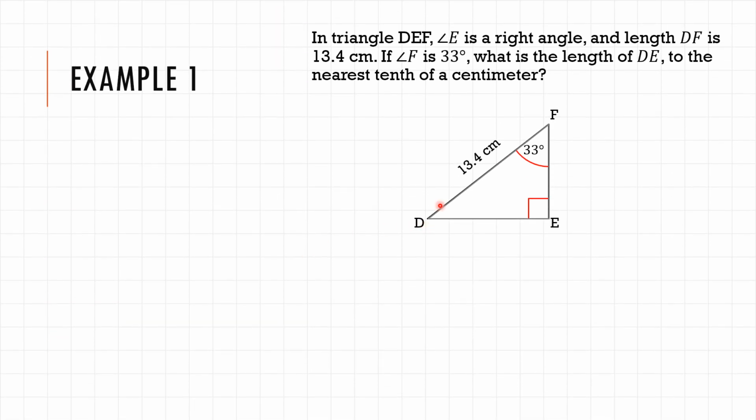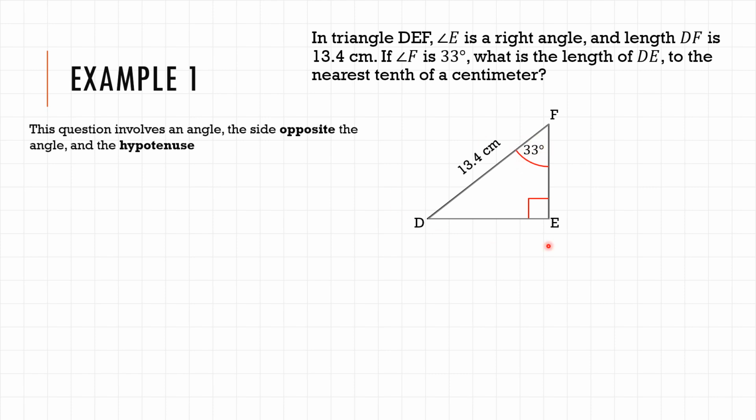In this example, we have triangle DEF. It's a right triangle clearly. And the length DF is 13.4 centimeters. And angle F is 33 degrees. What's the length of DE to the nearest tenth of a centimeter? So in this case, I'm trying to find out this side length here. This side length is opposite the angle that I know, right? So this problem involves an angle, the side that is opposite it, and the hypotenuse of the triangle.